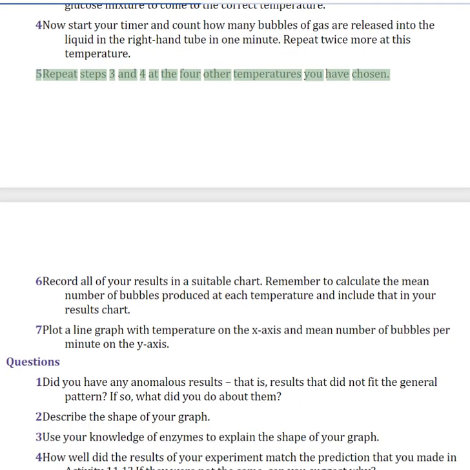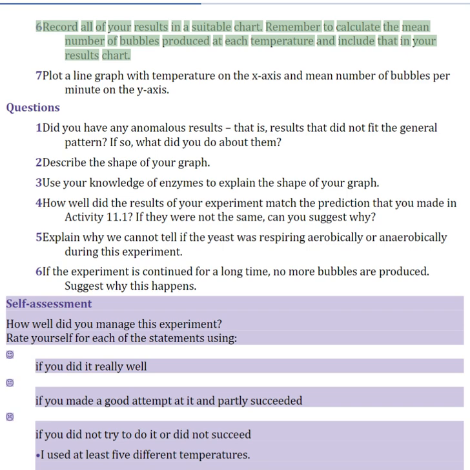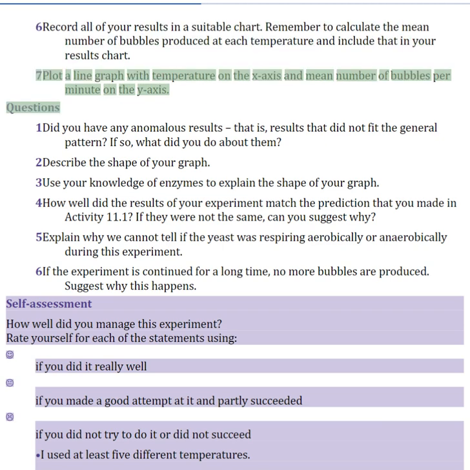5. Repeat steps 3 and 4 at the 4 other temperatures you have chosen. 6. Record all of your results in a suitable chart. Remember to calculate the mean number of bubbles produced at each temperature, and include that in your results chart. 7. Plot a line graph with temperature on the x-axis, and mean number of bubbles per minute on the y-axis.